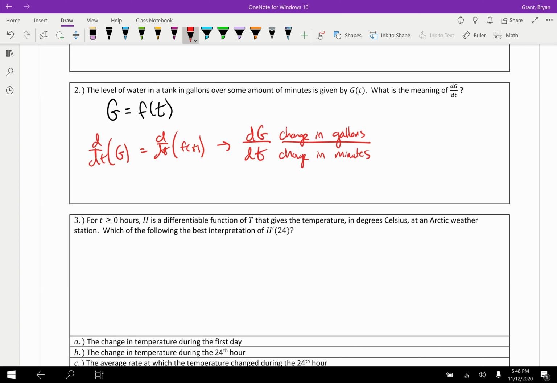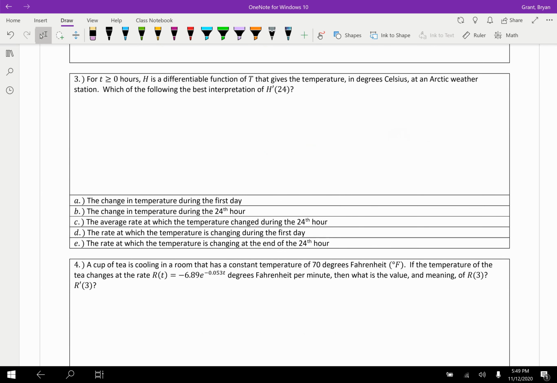So dg dt, and then if we write the other side, d dt of f of t, we just write as f prime of t, right? Showing that dg dt is going to be, again, some function acting upon t. So dg dt measures how fast the gallons are changing as the time moves on. Seems pretty easy so far, and if you're feeling comfortable with this, you're definitely welcome to go on and try the next few.